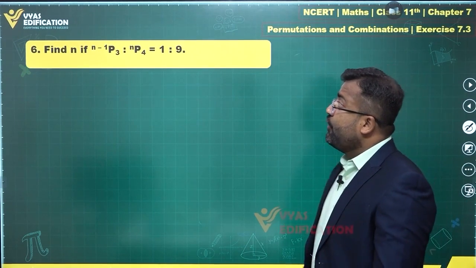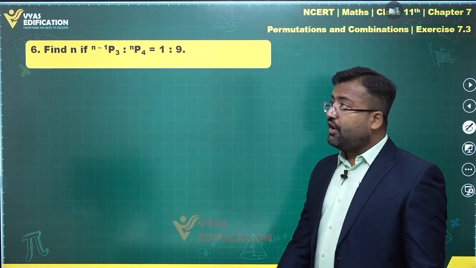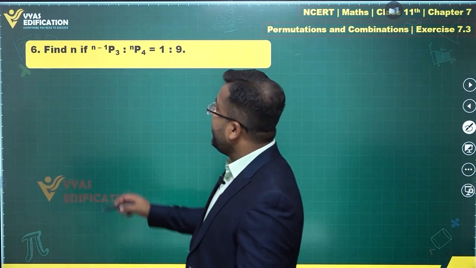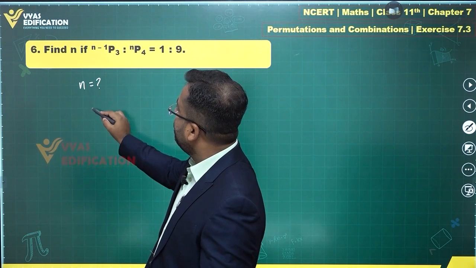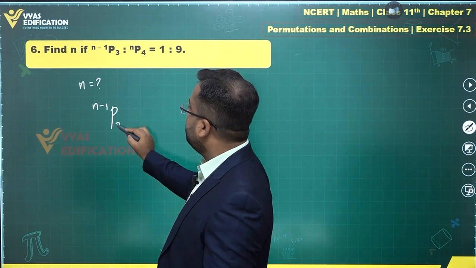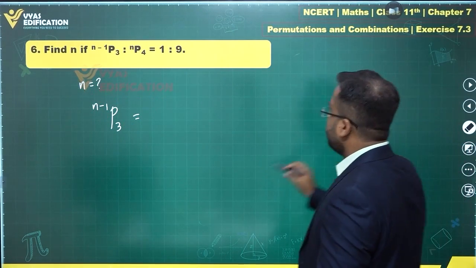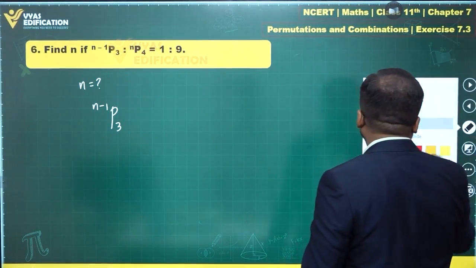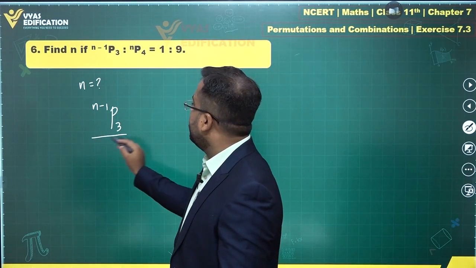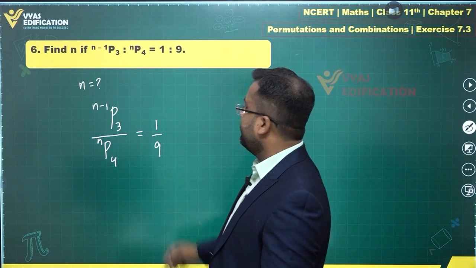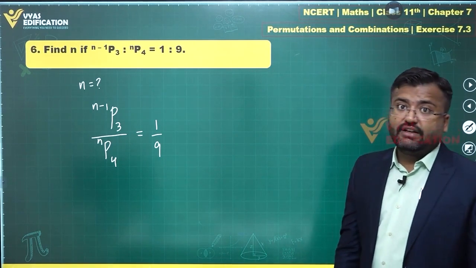Sixth one. You have an equation in terms of P. So how do we solve that? Find n. n equals question mark. If (n minus 1)P3 is to nP4, so that can be written as a fraction with nP4 in the denominator, is equal to 1 over 9. That's the question that we have.